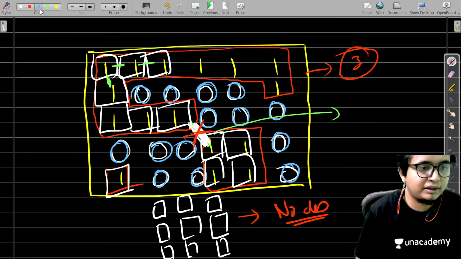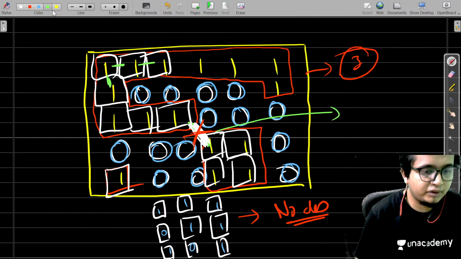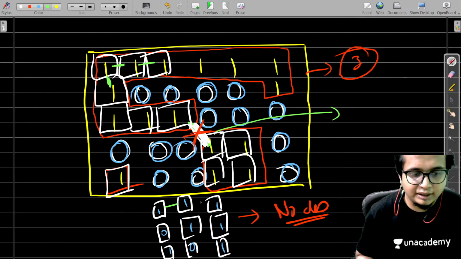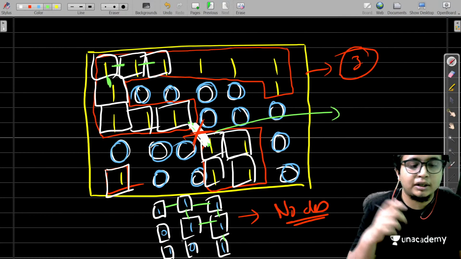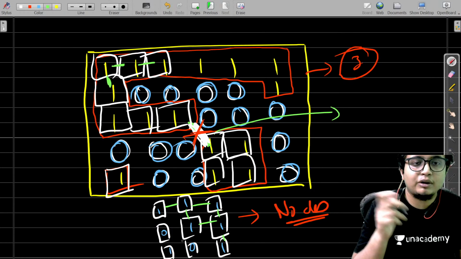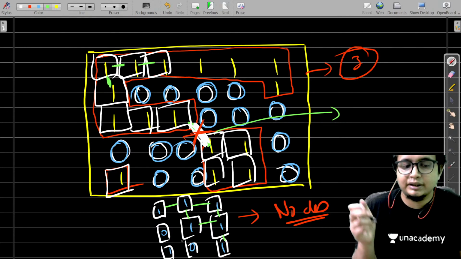So let us say it is like one over here, one over here, one over here, one over here, zero over here, one over here, zero over here, one over here, one over here. We know lands are connected horizontally and vertically, so this is connected to this is connected to this. This is how they would be connected. Water and water are not connected, and water and land are not connected. Whenever lands are connected, they are connected vertically or horizontally, not diagonally.